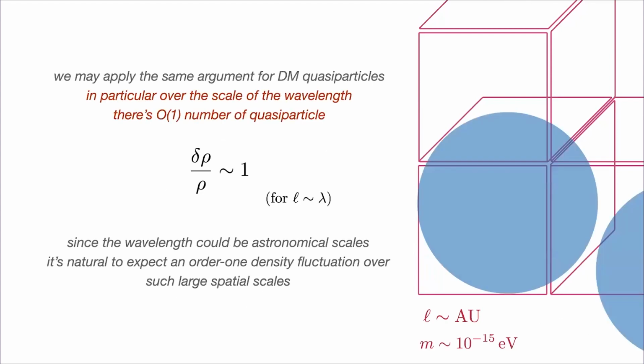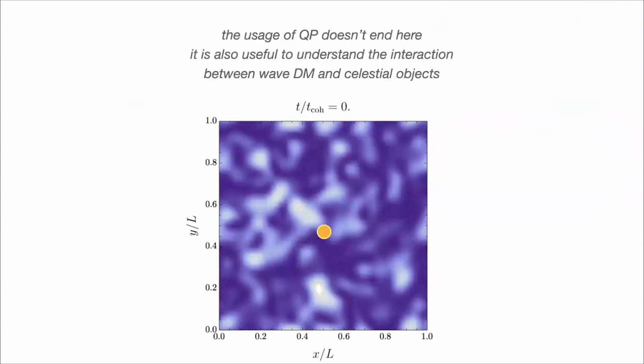In the case of wave dark matter, the order one fluctuation over the scale of the wavelength can be easily understood, because we talked about the size of this quasi-particle being of astrophysical scale. If we choose the 10 to the minus 15 eV scale, the size of this object will be an AU. So if we choose the box size to be 1 AU scale, there are order 1 quasi-particles. So we naturally expect that there is order 1 density fluctuation over the scale of this wavelength. This is a very naive, maybe trivial statement to understand the order 1 density fluctuation in the case of wave dark matter. But there are other useful things that we can do with this quasi-particle picture.